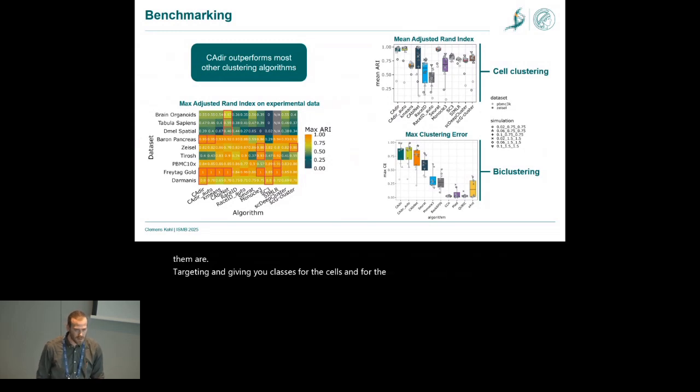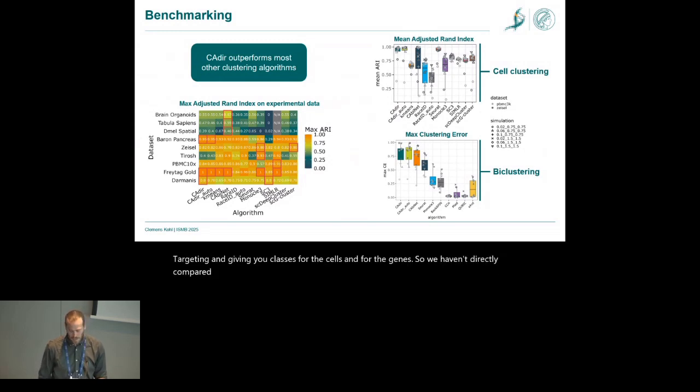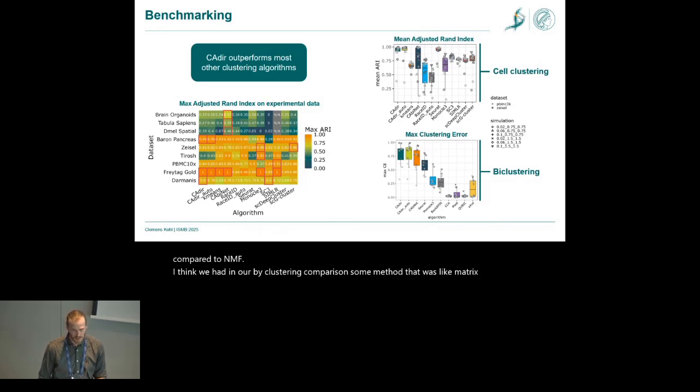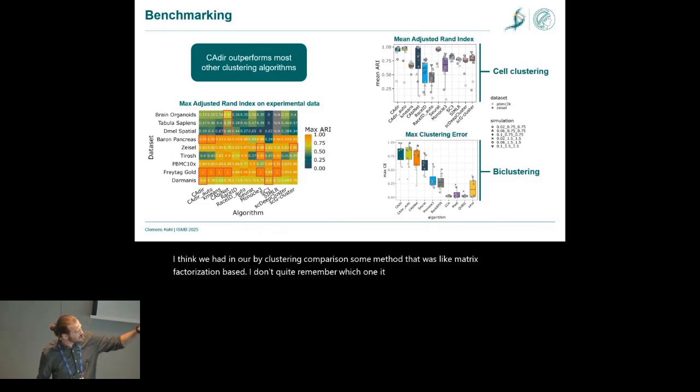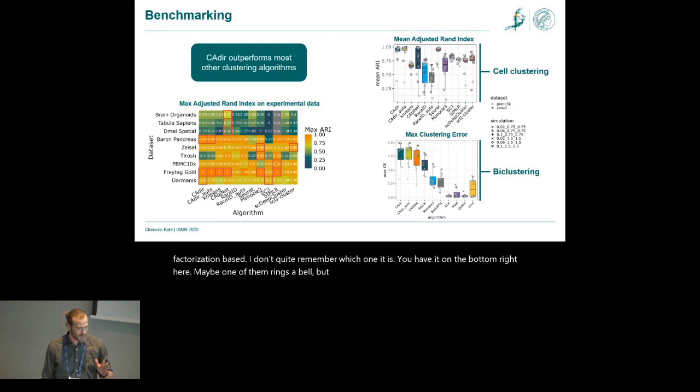So we haven't directly compared to NMF, but I think... Not just basic NMF. I think we had in our bi-clustering comparison some method that was matrix factorization based. I don't quite remember which one it is. You have it on the bottom right here. Maybe one of them rings a bell. But specifically any NMF-based methods, I don't remember actually having tested against. I don't think we do currently. I don't think we have tried that.